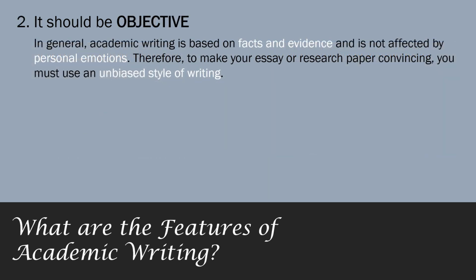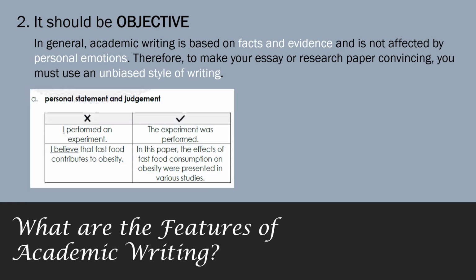Okay, number 2 feature of academic writing: it should be objective. In general, academic writing is based on facts and evidence and is not affected by personal emotions. Therefore, to make your essay or research paper convincing, you must use an unbiased style of writing. So let us see. Letter A, personal statement and judgment. So bawal daw magbigay ng sarili mong opinion.